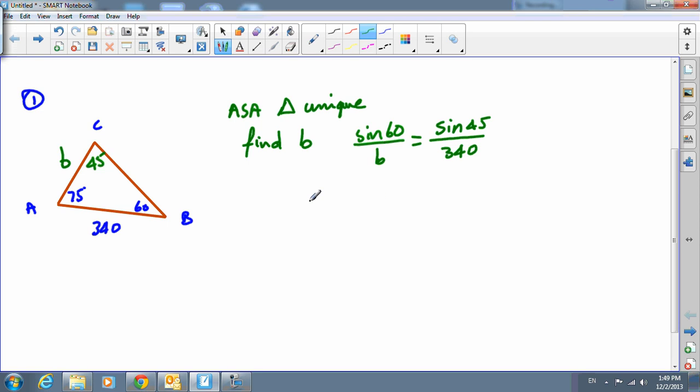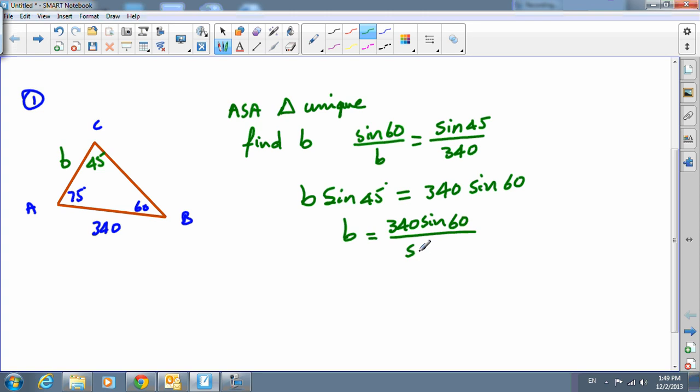You can cross multiply, you can work however you want your algebra to work. Let me show you the steps. b times the sine of 45 is equal to 340 times the sine of 60. At this point, I will divide both sides by sine 45 to get b is equal to 340 sine 60 over the sine of 45. Using your calculator, you will get that b is approximately equal to 416.413.